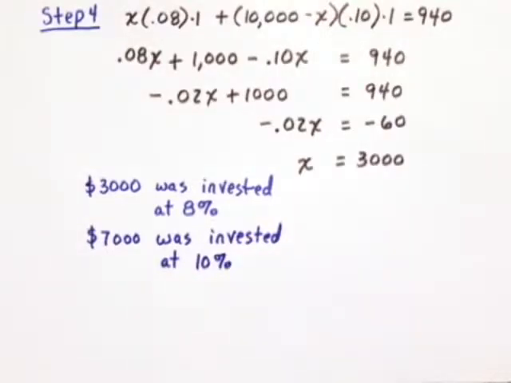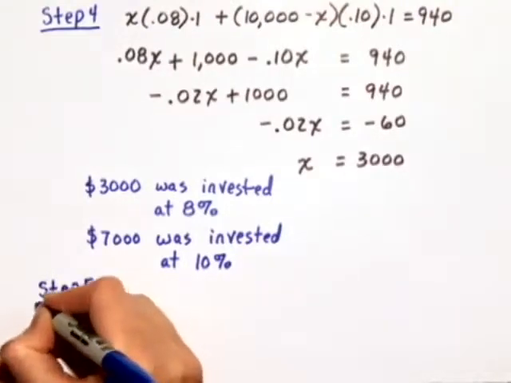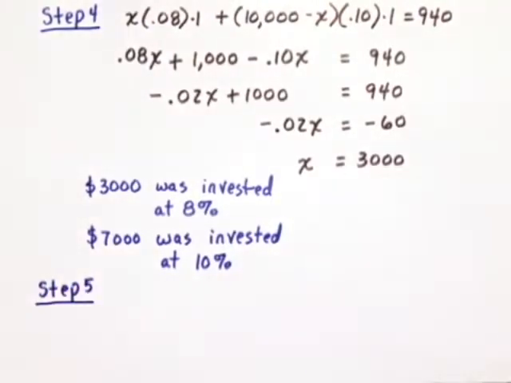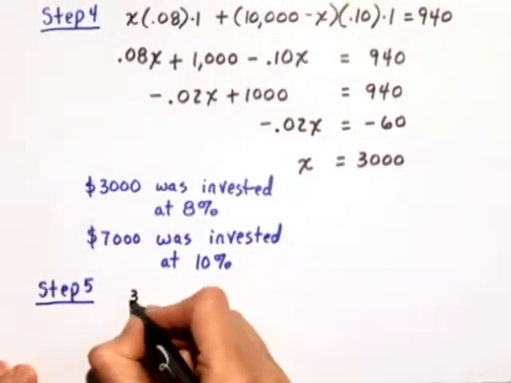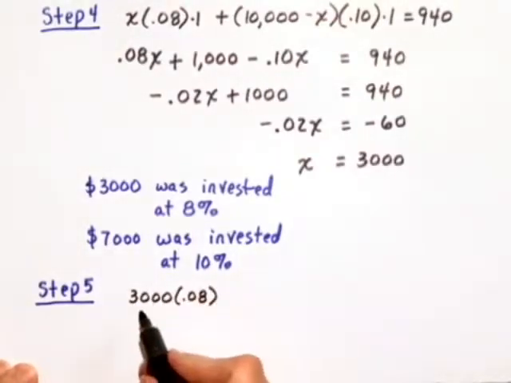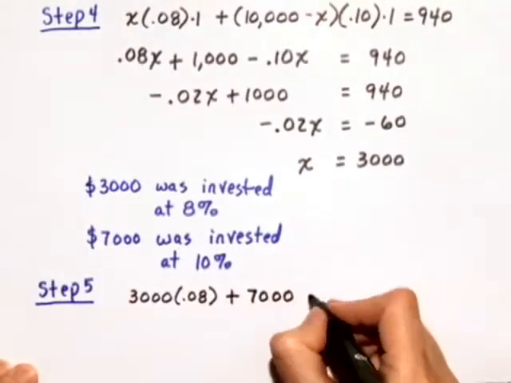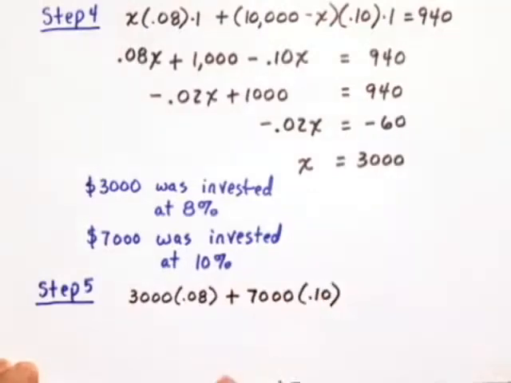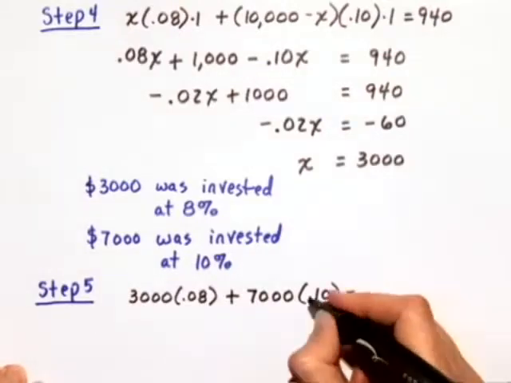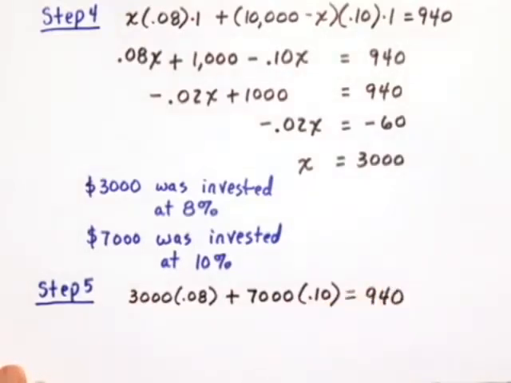Now, it's a good idea in step 5 just to check our work. How can we check our work? Well, we have principal that was invested, $3,000. If $3,000 was invested at 8%, the interest earned would be 3,000 times 0.08. Plus, if 7,000 was invested at 10%, the interest earned would be 7,000 times 0.10. If we multiply out these numbers and add the two quantities, we get a total of 940. So our solution is correct.